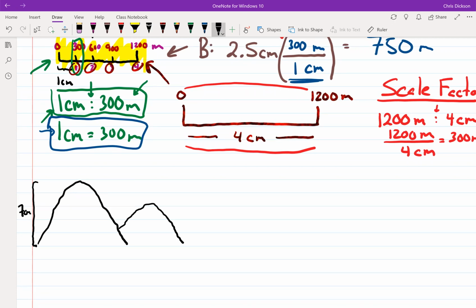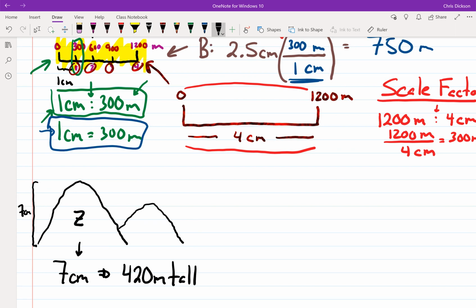And so that mountain here is 7 centimeters tall when you draw it. And in the real world, that mountain is actually, let's say it's 420 meters tall. So in the real world, if you actually were to climb this mountain, it would be 420 meters, but in the picture you drew, it was 7 centimeters tall, and we'll call this mountain Z.